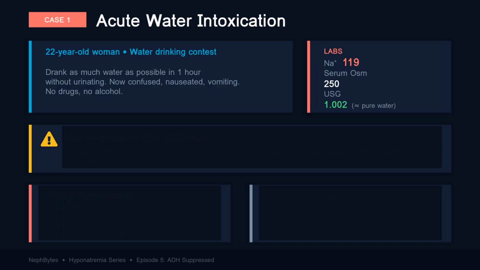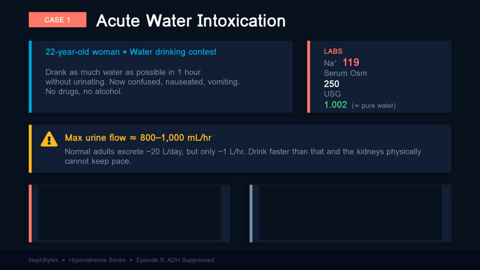Serum osmolality 250. Urine-specific gravity 1.002, nearly pure water. That urine tells you everything. ADH is suppressed. The kidneys are pouring out dilute urine as fast as they can. They are responding correctly. The problem is intake. Normal adults can excrete roughly 20 liters of water per day.